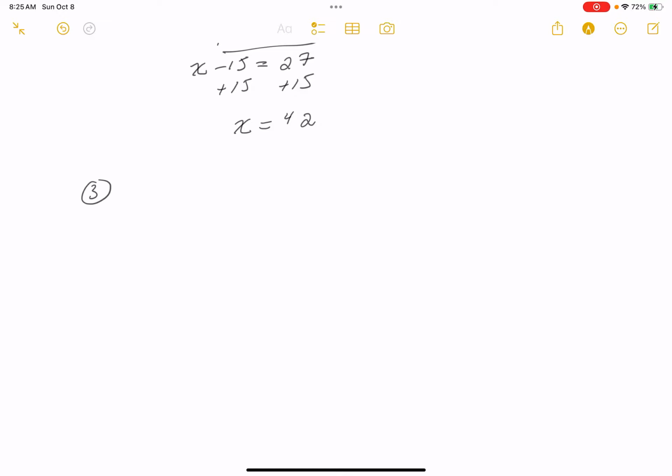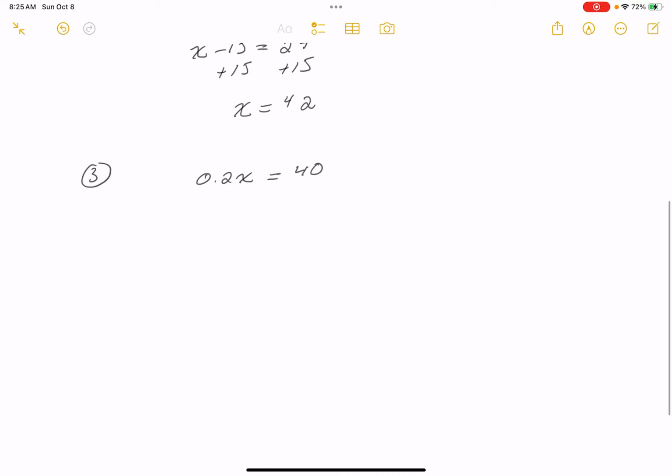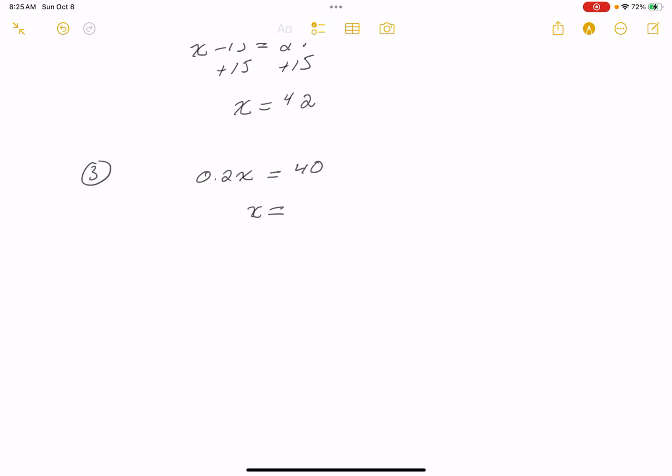Number 3 is a decimal number. It's 0.2x equals 40. This is where a lot of students bog down. The additions and subtractions are fine, but they bog down with this. If you know the answer, you write it down, by the way. You say, oh, x is, and then you could check it, of course. But I want to go through some work over here.